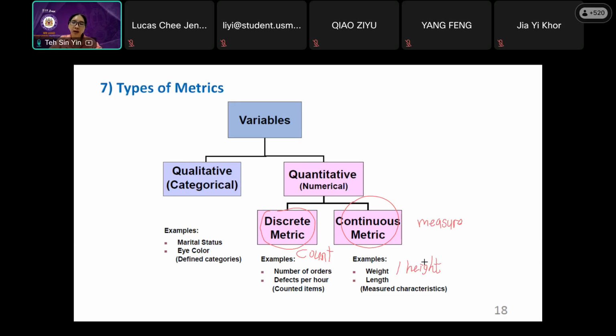You need to use a ruler to measure how tall you are. Weight, you need a machine, something to measure it. Then it is a continuous metric. For example, length, you also need a ruler to measure it. So something you measure, we call it a continuous quantitative variable. Okay? So why do you need to know this?